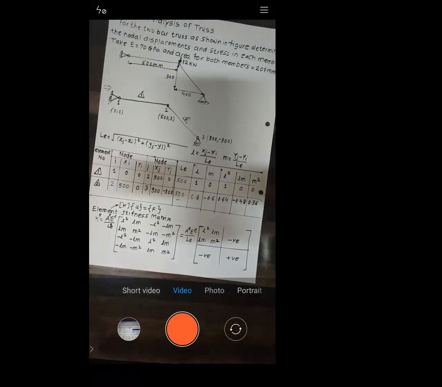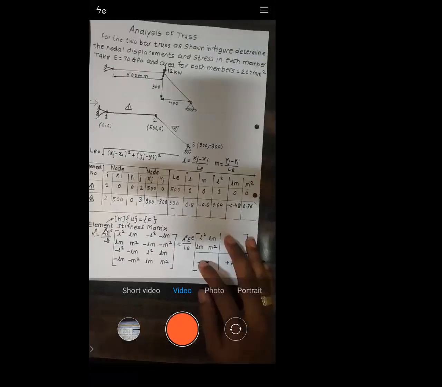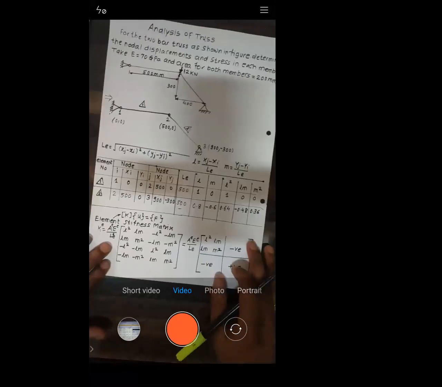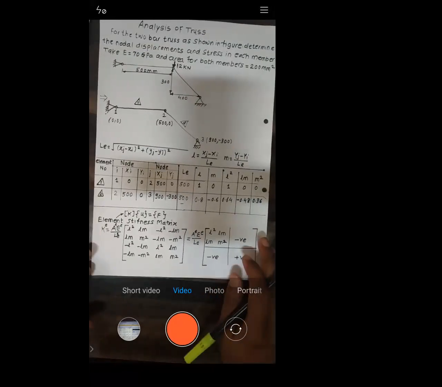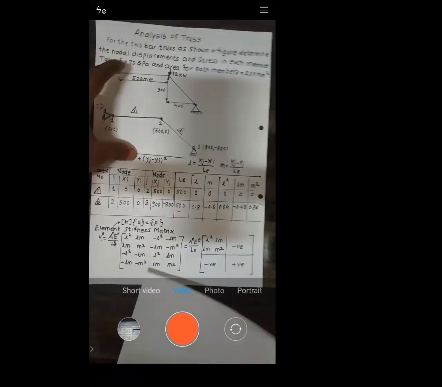When you solve the governing differential equation of truss by using the Rayleigh-Ritz method, you end up with this EME. Can we move ahead? All of you, can we move ahead? Yes, sir. Now we have this table.